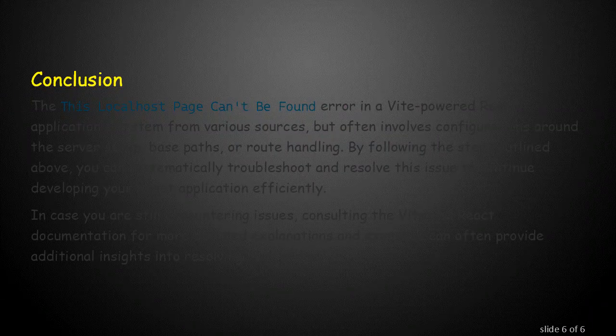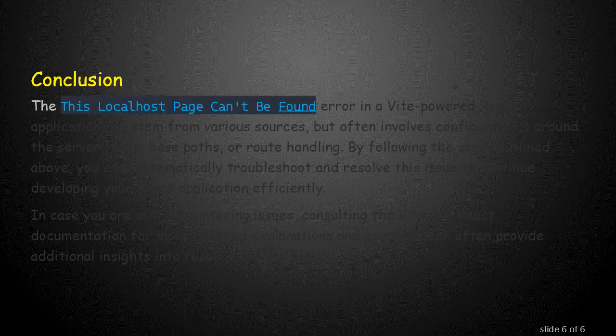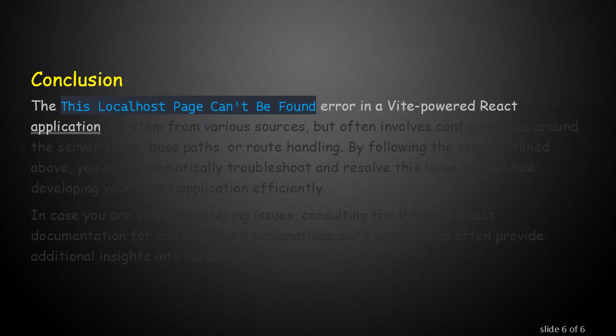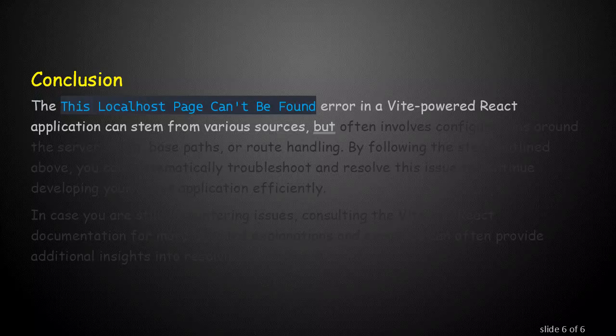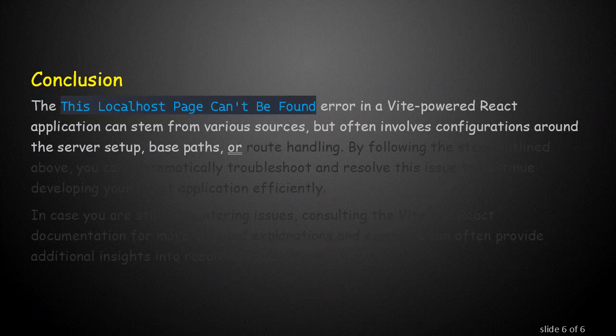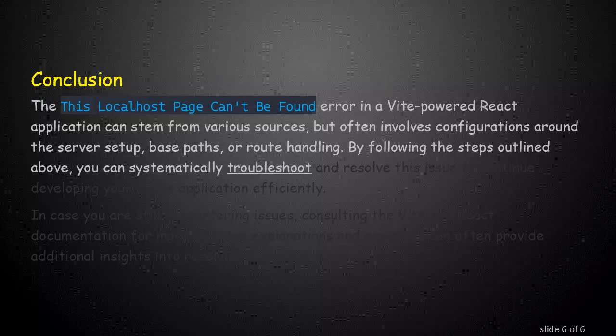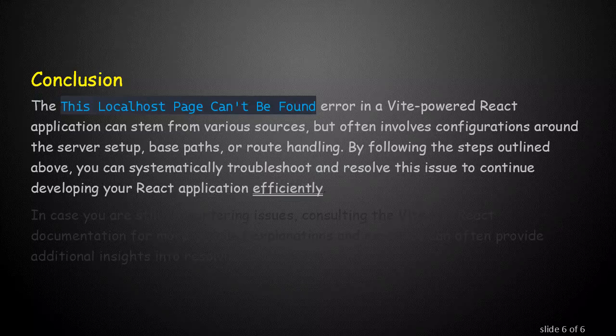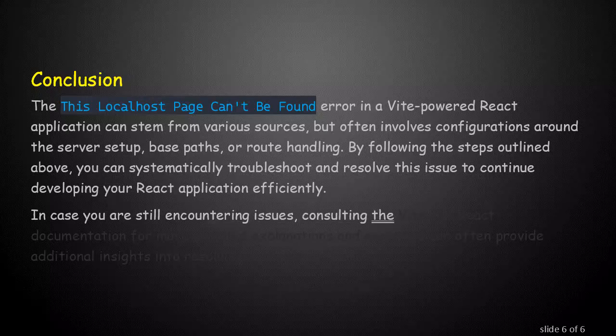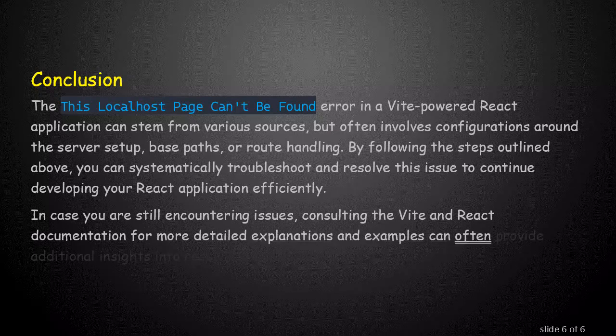Conclusion. The "This Localhost page can't be found" error in a Vite-powered React application can stem from various sources, but often involves configurations around the server setup, base paths, or route handling. By following the steps outlined above, you can systematically troubleshoot and resolve this issue to continue developing your React application efficiently. In case you are still encountering issues, consulting the Vite and React documentation for more detailed explanations and examples can often provide additional insights into resolving such errors.